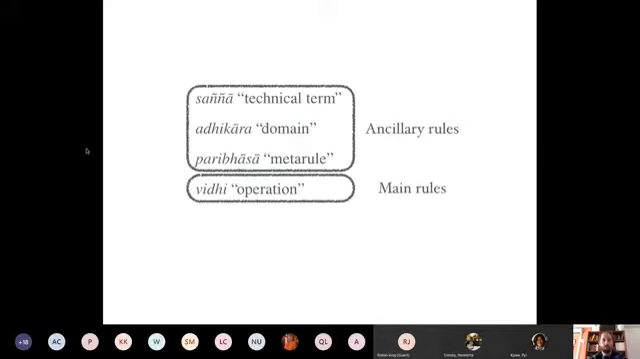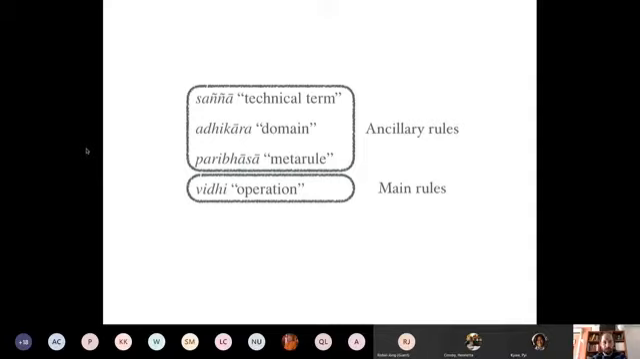Then perhaps the most important topic that we covered last week are the four main types of rules. There are two other types, but they are minor. You just have to remember these four first. The Sanya rules or suttas give the definitions of technical terms.